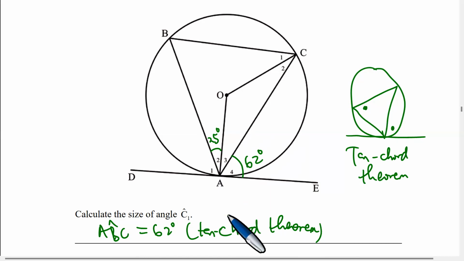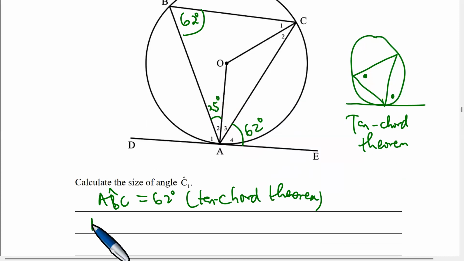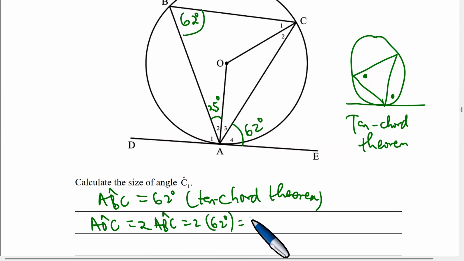So which means, therefore, this one here is 62 degrees. If this one is 62 degrees, then we have angle AOC, the angle at the center. So we have that angle AOC is equal to 2 times ABC, which is 2 times 62, 124 degrees. Angle at center.